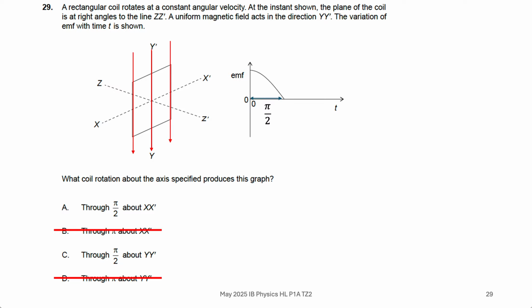Now hopefully you can see that if I were to rotate about Y, I wouldn't be increasing that area which is normal to the field. However, if I were to rotate around X, it would. In other words, I'd be cutting those field lines, which is why the answer here is the XX'.